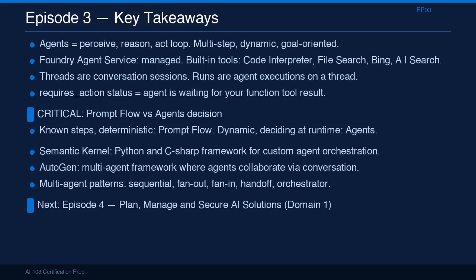When a run enters requires action, your code must submit the function tool results back, otherwise the run times out and fails. The biggest exam trap: prompt flow versus agents. If the sequence of steps is known in advance, use prompt flow. If the agent needs to decide at runtime, use agents. Semantic Kernel is for developers who want fine-grained code control. AutoGen is for multi-agent collaboration where agents talk to each other.